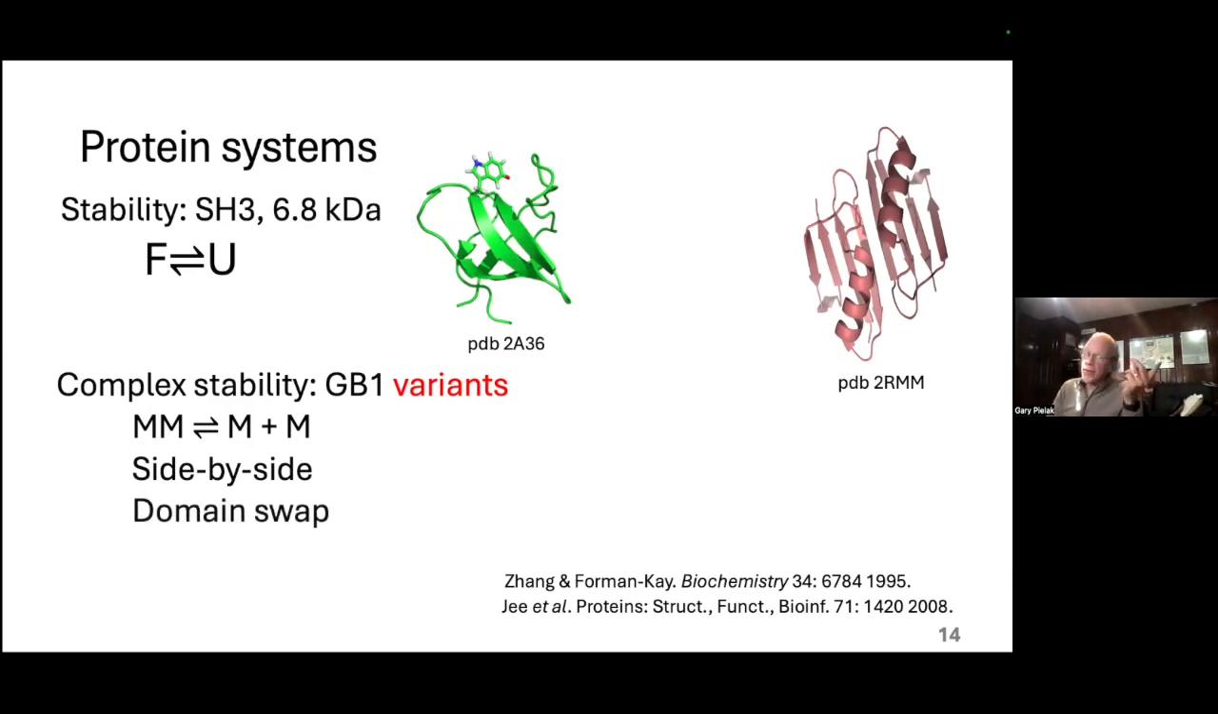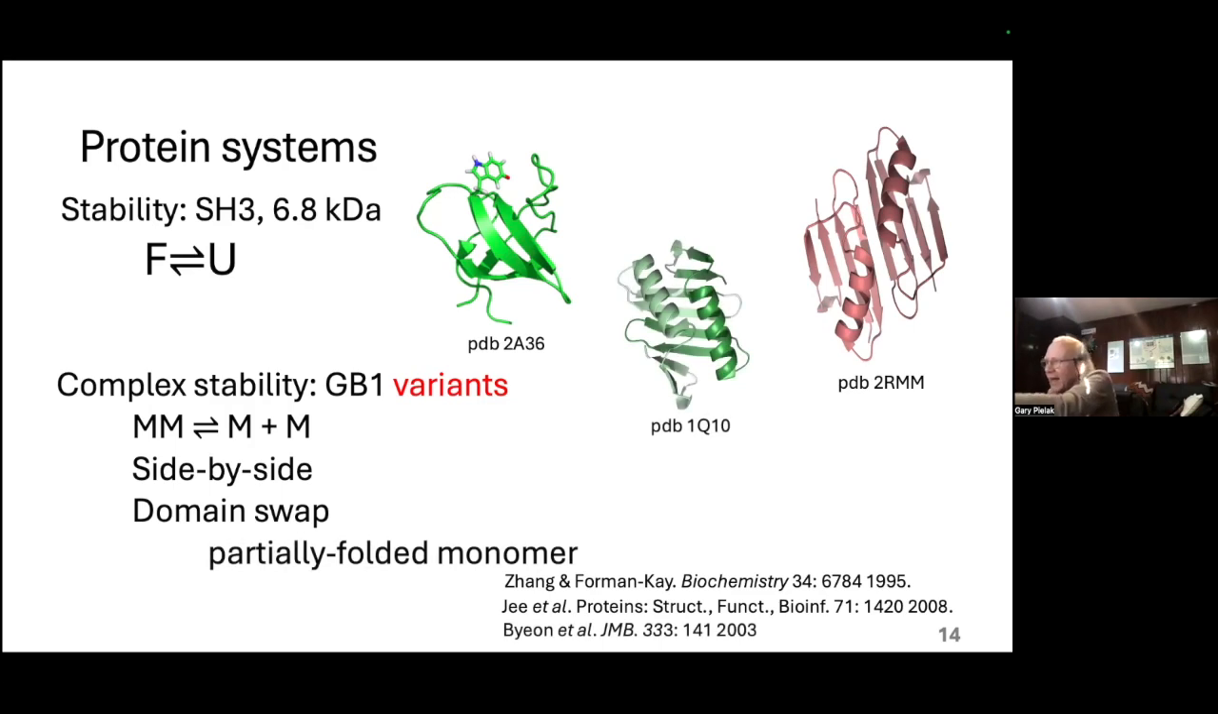Make several different amino acid substitutions, and you can make a domain swap dimer. I don't know if you can see my hands, but in other words, the side-by-side dimer is just some kissing spheres, whereas in the domain swap dimer, they actually exchange secondary structure units, and you can see that here in this green structure. And I should also say that the domain swap dimer forms from partially folded monomers rather than fully folded monomers.